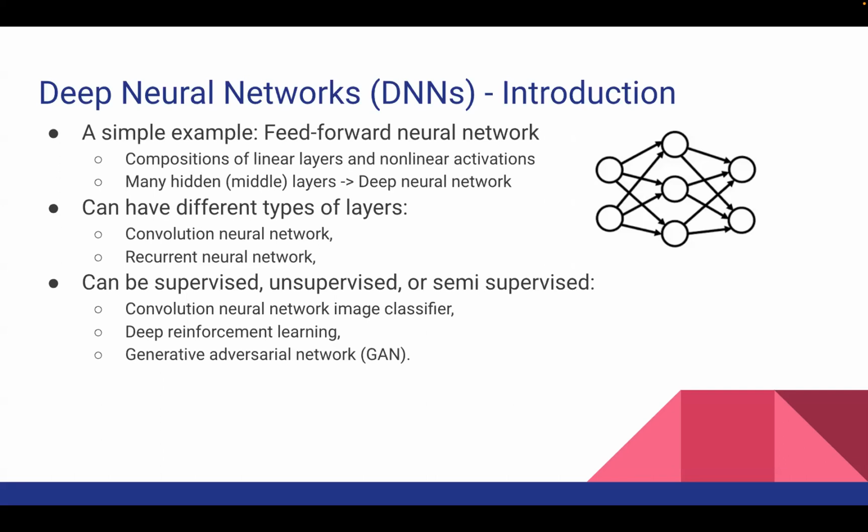For instance, convolutional neural networks will have convolution layers and max pooling layers, and it doesn't even have to be a feed-forward architecture. You could have a recurrent neural network where you feed your output back into one of the layers. And deep learning can be used in supervised, unsupervised, or even semi-supervised problems. So it can be used for classifiers, for reinforcement learning, and also for generative models, and so forth.